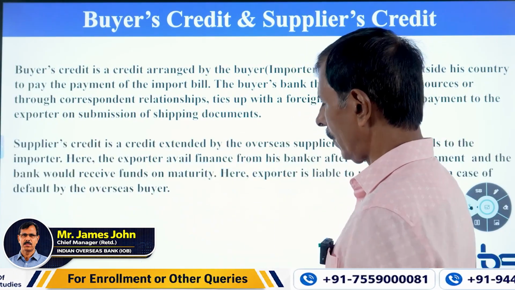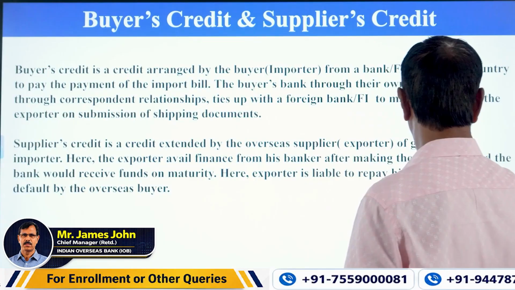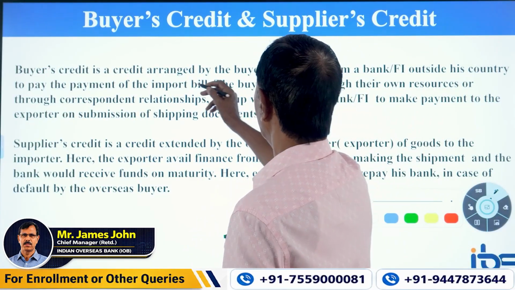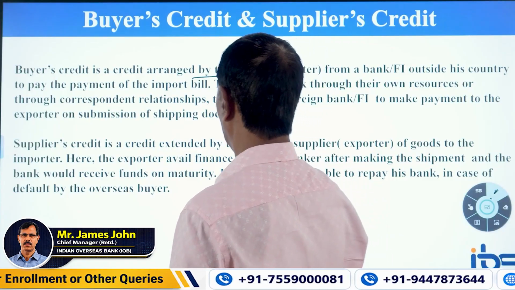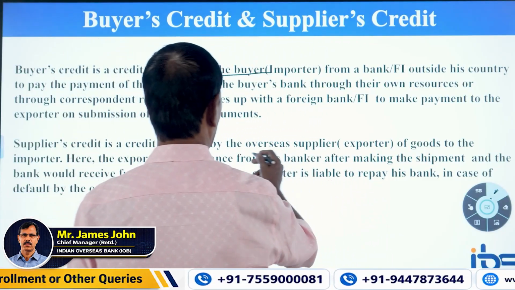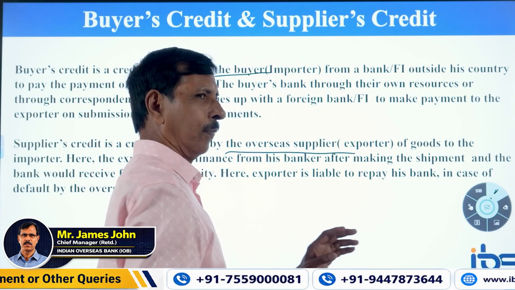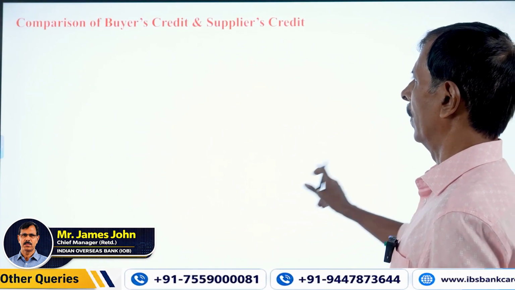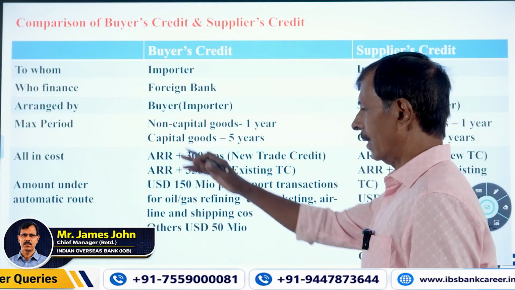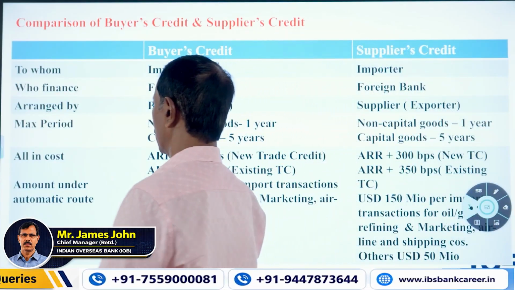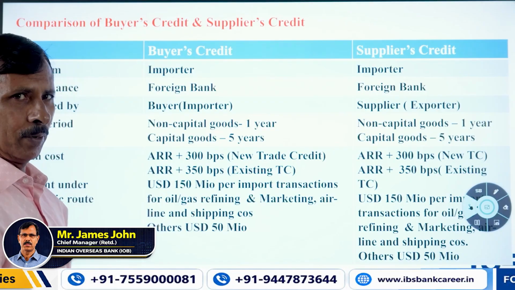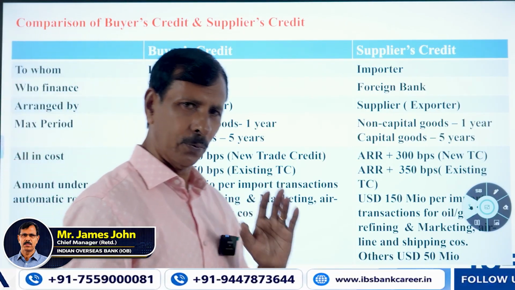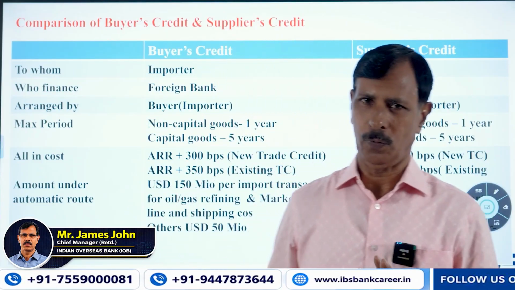Buyer's credit is arranged by the buyer. Supplier's credit is arranged by the supplier. That's the difference. Otherwise, it is the same. And let us go for the comparison of buyer's credit and supplier's credit. To whom are both the credits given? Both the credits are for the importer. So buyer's credit is for the importer. Supplier's credit is also for the importer.